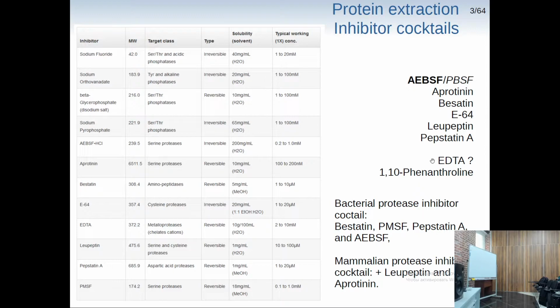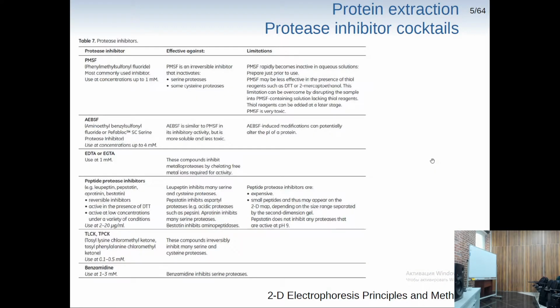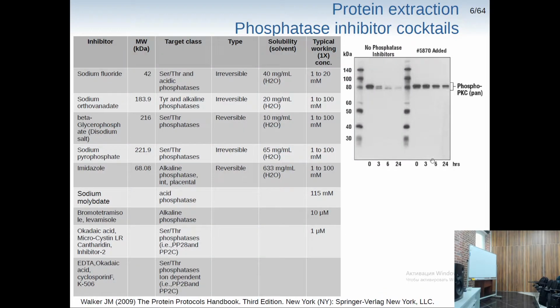So, if you plan to use this for measuring activity or natural folding of your metalloproteins, then EDTA is a thing that you should avoid. So, we can skip this, I think.